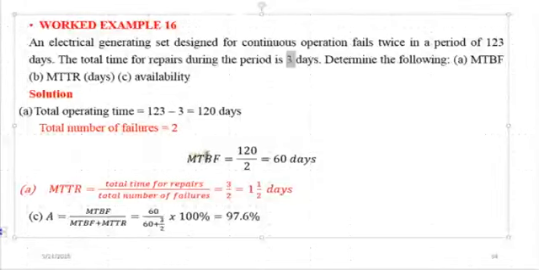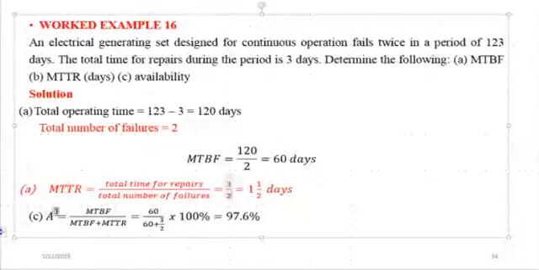Now, as you can remember, my mean time between failure is the total time of operation all over the number of failures that occur within that time. 120 over 2 should give me 60 days. Then the mean time to repair is equal to total time for repair all over total number of the failures. I am given 3 days as the period for the repair, and I am given only 2 failures during the whole period. Therefore, I should have 3 over 2, which is 1.5 days. That's the average time to repair the generating set.